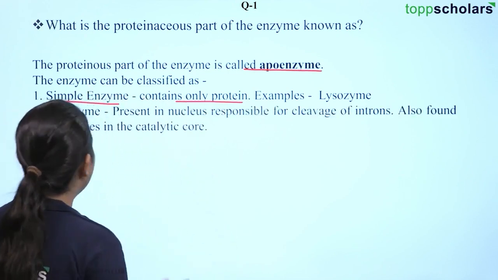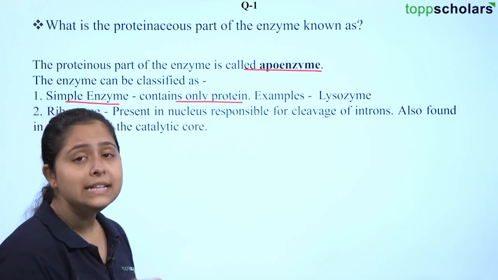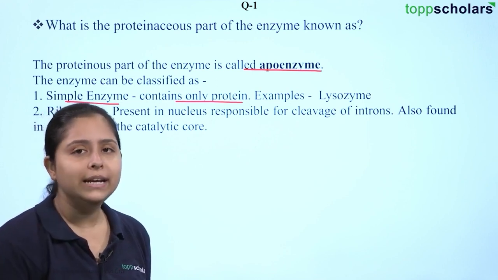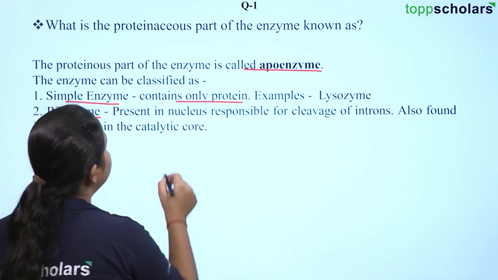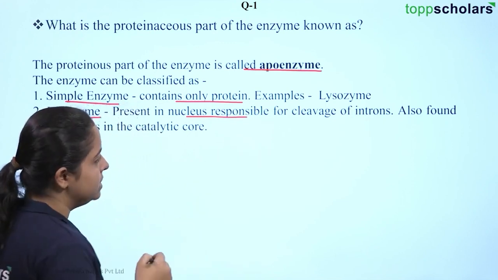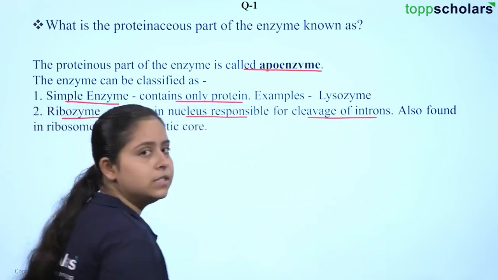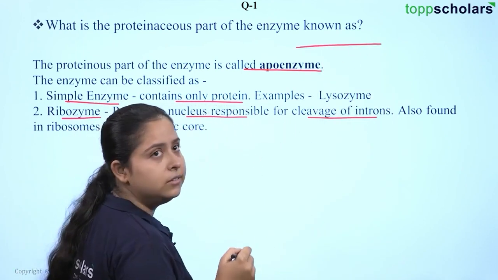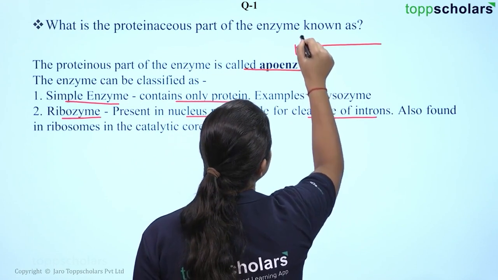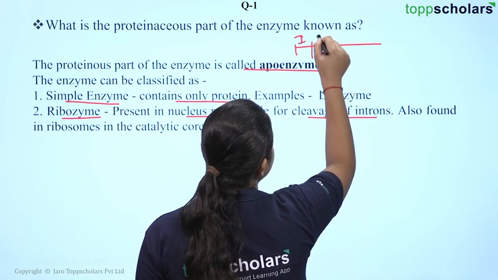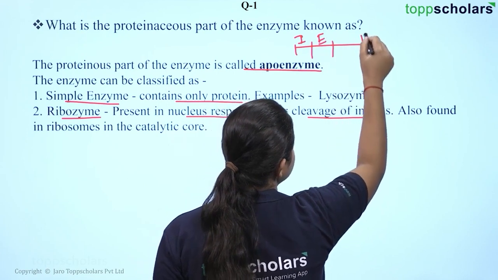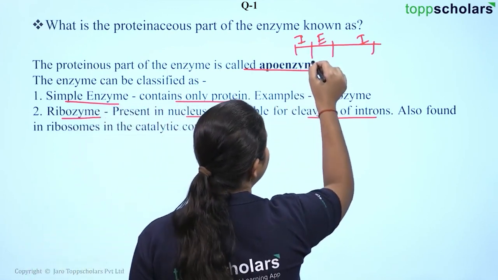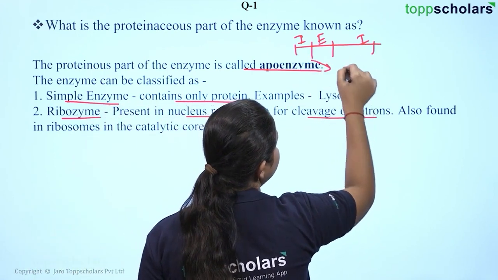Going ahead, we have ribozyme. These are the catalytic RNAs. RNA means ribonucleic acid. So, these ribozymes are present in the nucleus and they are responsible for the cleavage of introns. In mammals we have heterogeneous RNA. That means we have segments which are introns, followed by short exons. Then again we have introns. So these ribozymes are responsible for cleaving these intron parts.